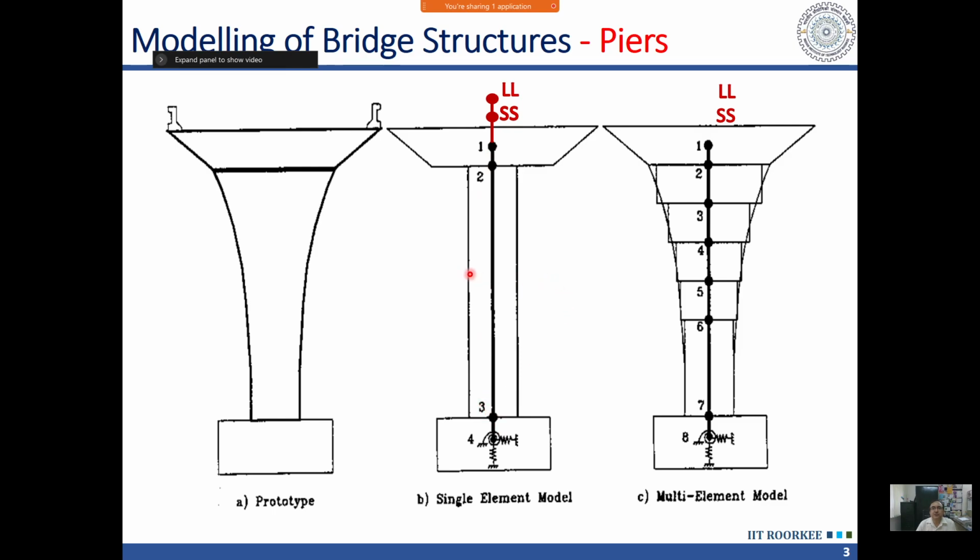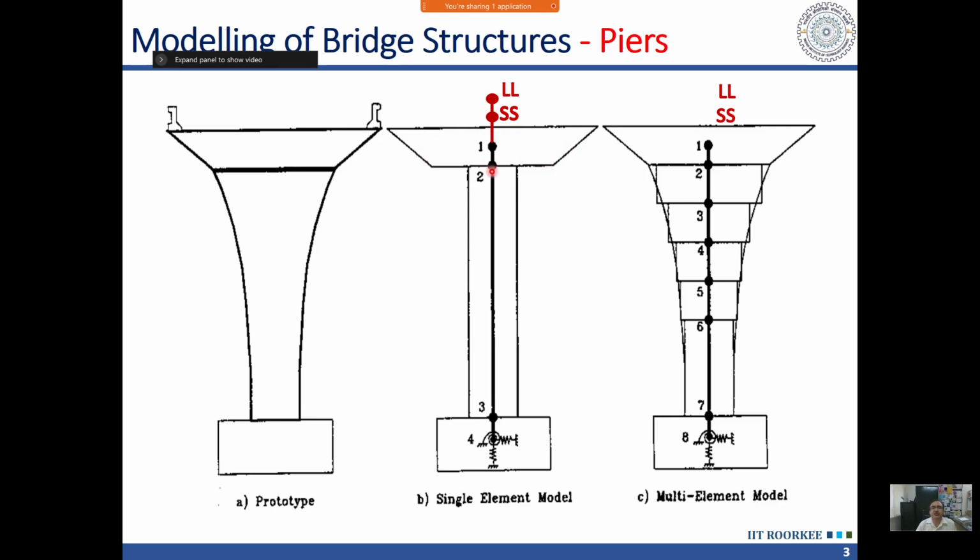So part of the mass of the pier will be lumped at node 2 and part of it will be lumped at node 3. And then from 1 to 2, this is a relatively rigid element, which is representing the pier cap. In this particular figure, the superstructure itself is connected directly to the pier, but normally we will have a pier cap at the top of it.